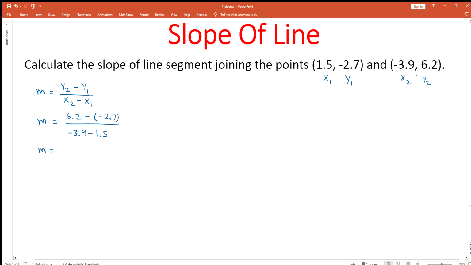In the numerator, minus negative 2.7 is equal to plus 2.7. In the denominator, negative 3.9 minus 1.5 is equal to negative 5.4. In the numerator, 6.2 plus 2.7 is equal to 8.9.